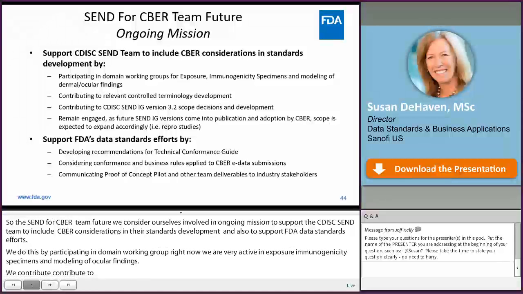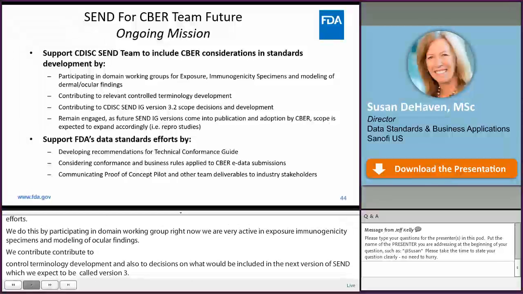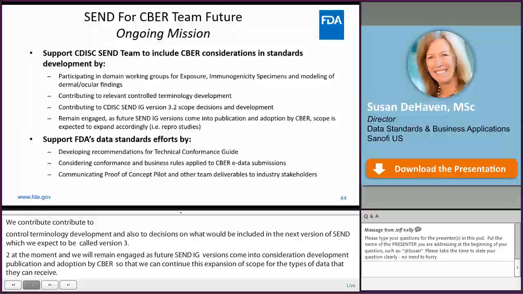And we will remain engaged as future SEND IG versions come into consideration, development, publication, and adoption by CBER, so that we can continue this expansion of scope for the types of data that they can receive. For example, repro studies in the future could be submitted to CBER, and this will be consistent with the DART IG that is currently under consideration by CDER, but is not yet on the Study Data Standards Catalog.